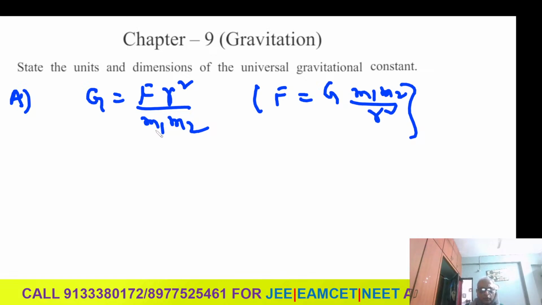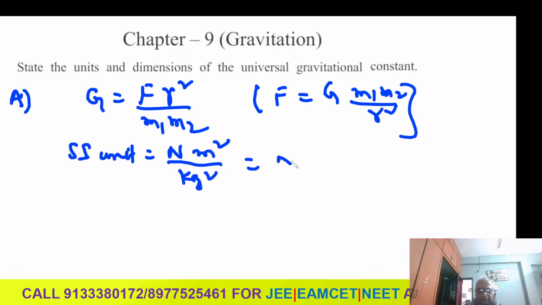Okay, students, how to create the dimensional formula? First, you can write the units. I am writing the SI unit. Force means Newton, distance means meter, so meter square, and kg square. So the SI unit is Newton meter square into kg to the power of -2. This is the SI unit.